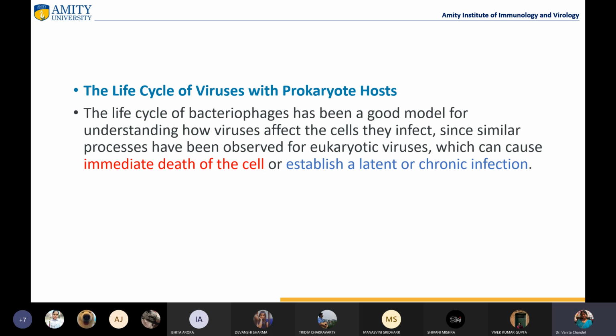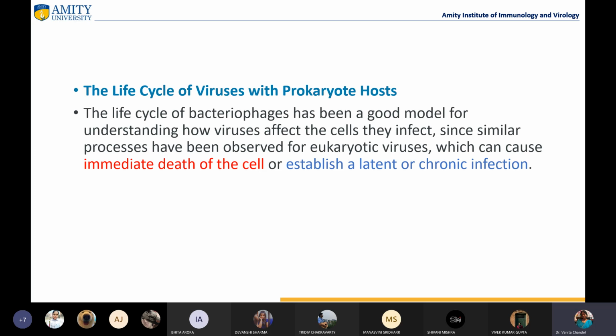Only one major difference is that bacteriophages do not have a proper nucleus, so all kinds of replication take place in the cytoplasm. Whereas in eukaryotic cells, some viruses multiply in the nucleus and some multiply in the cytoplasm, right? So the life cycle of a bacteriophage has been used as a good model for understanding how viruses affect the cells they infect, since similar processes have been observed for eukaryotic viruses also, which can cause immediate death of the cell or establish a latent or chronic infection.